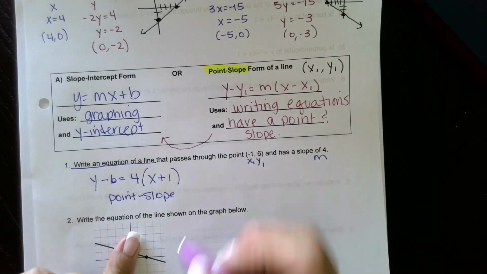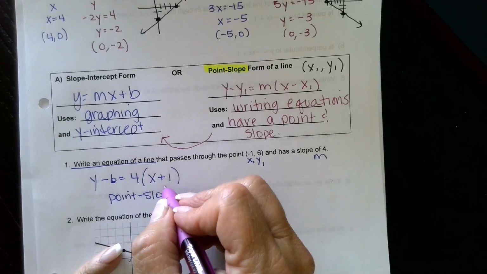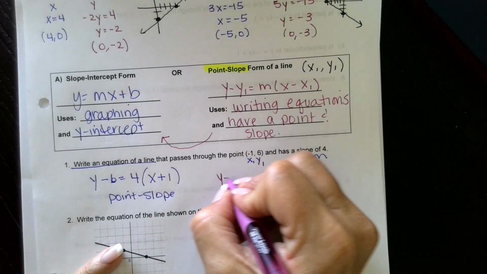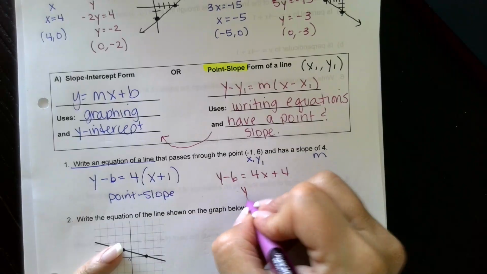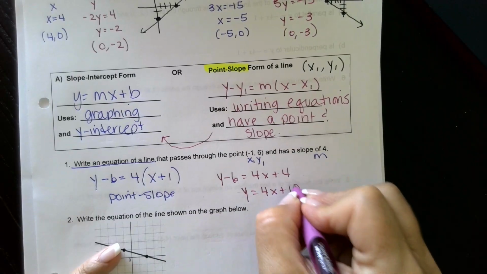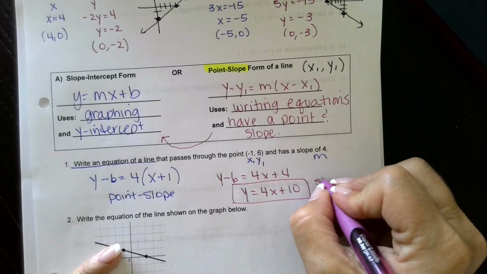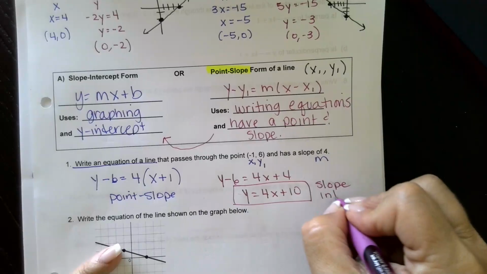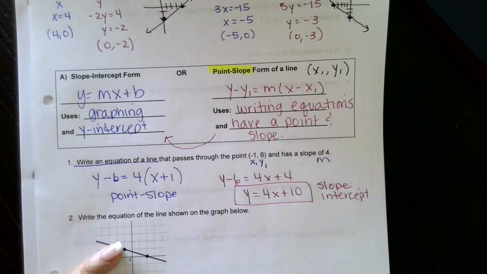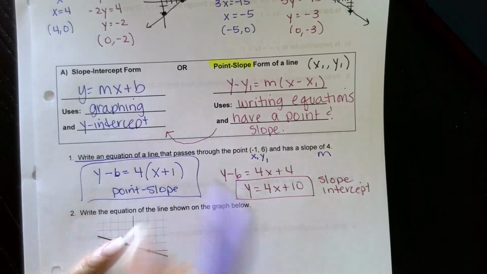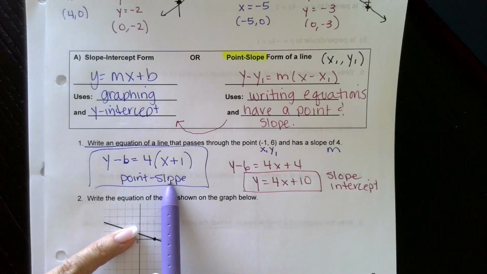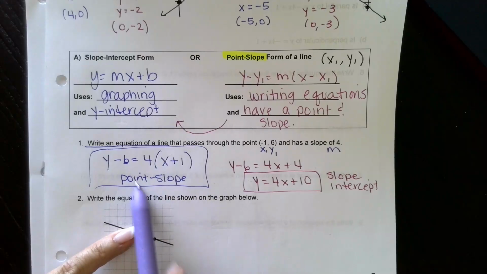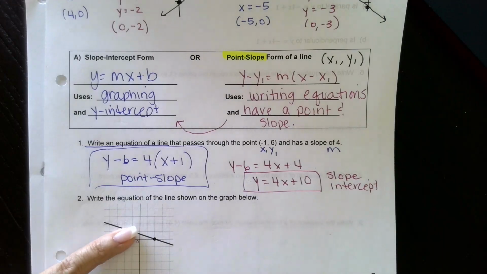But I'm going to keep going. And I'm going to go ahead and distribute this out and simplify it. So I would have y minus 6 equals 4x plus 4. I move the 6 over, and I would have y equals 4x plus 10. And this is now in slope-intercept form. So be careful of what form it asks you to solve in. So a lot of times, if you're given multiple points, when you write it in point slope form, you could have 2 different answers. But always in slope-intercept form, you're going to have one answer.